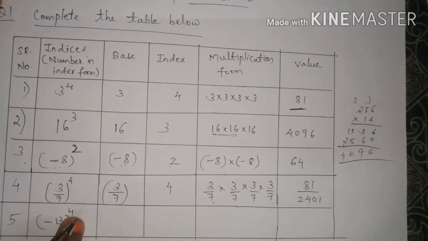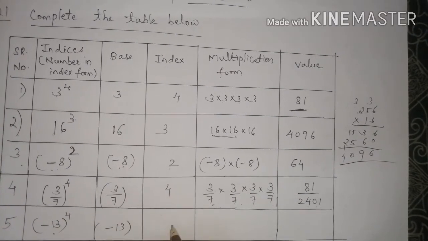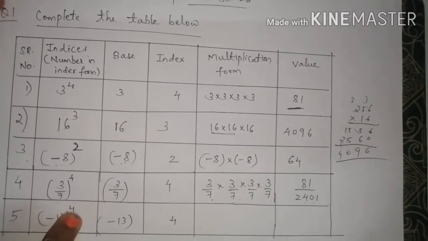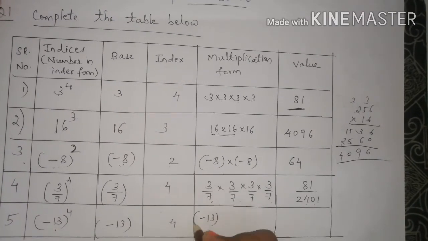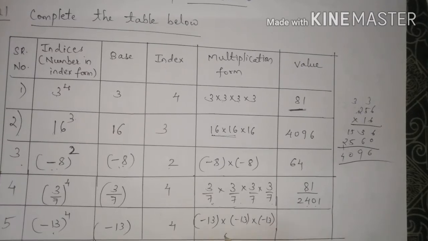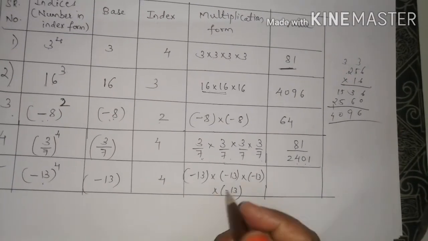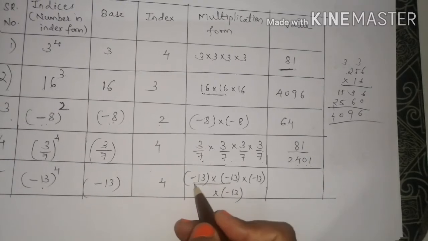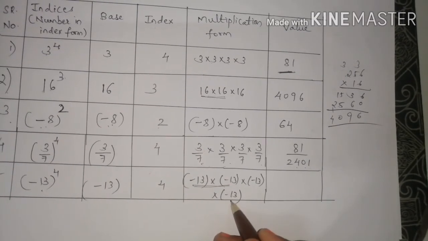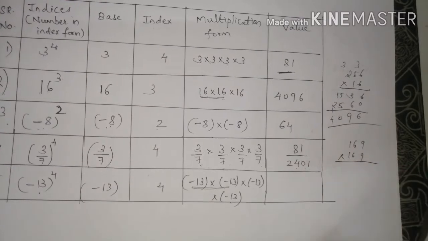Now the last one, minus 13 raised to 4. The base is minus 13 and the index is 4. So how many times will you multiply minus 13? 4 times. So let's multiply minus 13 into minus 13 into minus 13 into minus 13. 13 13s are 169, we know the square. 13 13s is 169, 13 13s is 169. So 169 multiplied by 169, 2 times.